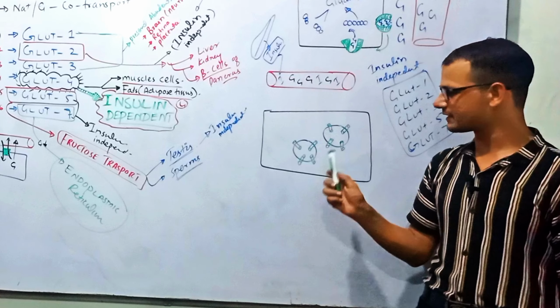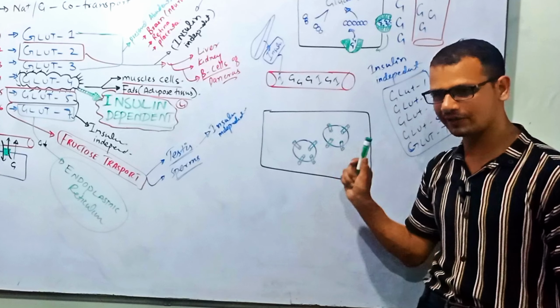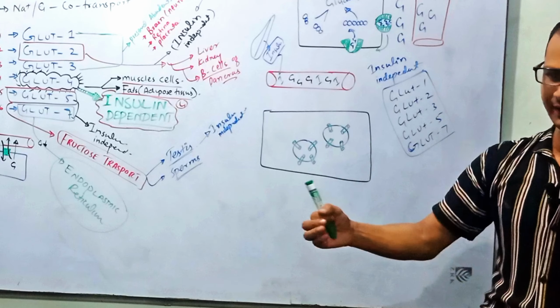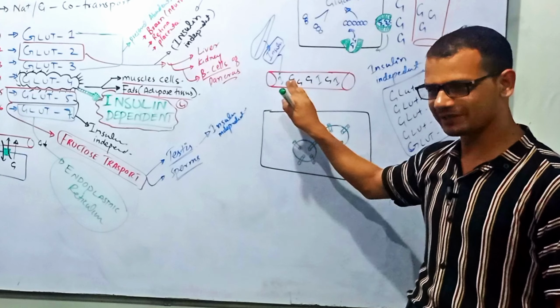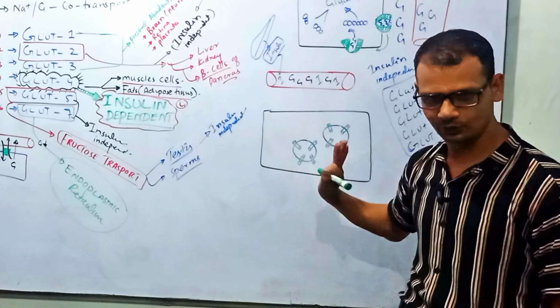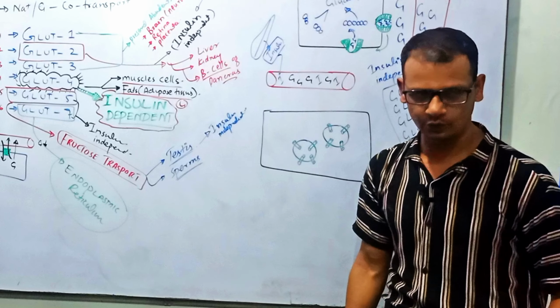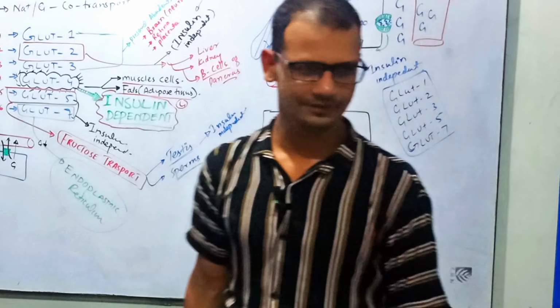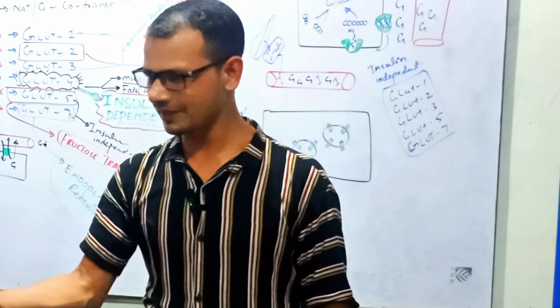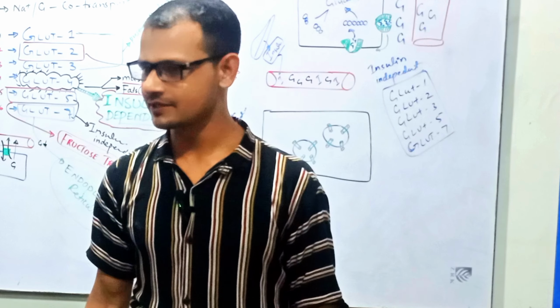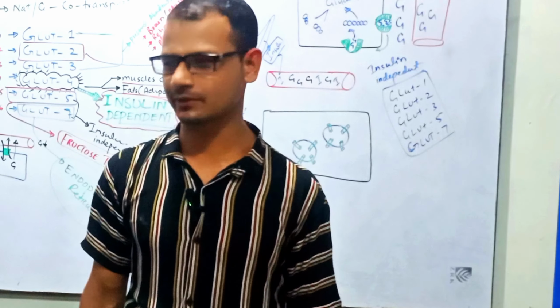And when these vesicles are present inside the cell, it cannot work. It cannot take glucose from the blood into the muscles. So what will happen? There are insulin receptors. Do you remember one pass receptor? I have taught you one pass receptor, insulin receptors, 7 pass receptor, 12 pass receptor.